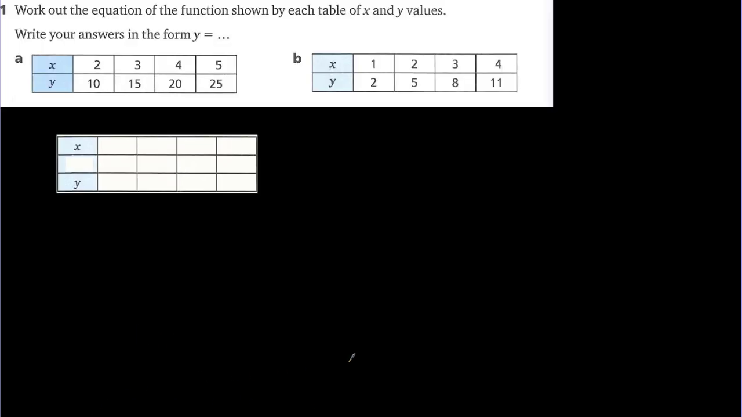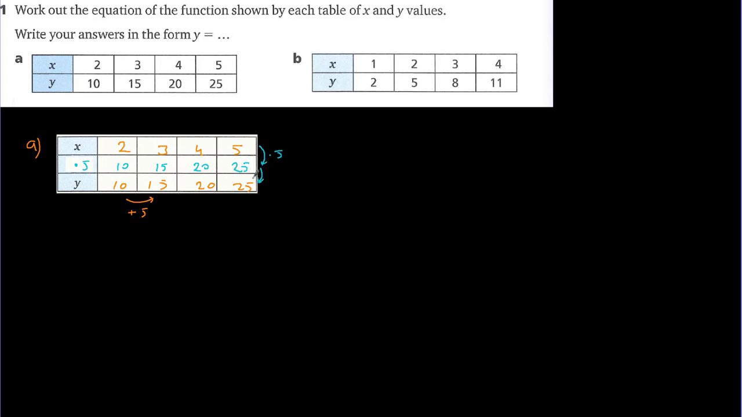Now the next question. Here the table is given to us, and I'm going to solve part a again. The x values are 2, 3, 4, 5, and without drawing the graph the values are 10, 15, 20 and 25. Since the common difference is 5, I'm going to make the times 5 table, which means I'm going to multiply all the terms by 5. Here 2 times 5 is 10, 3 times 5 is 15, 4 times 5 is 20, 5 times 5 is 25.